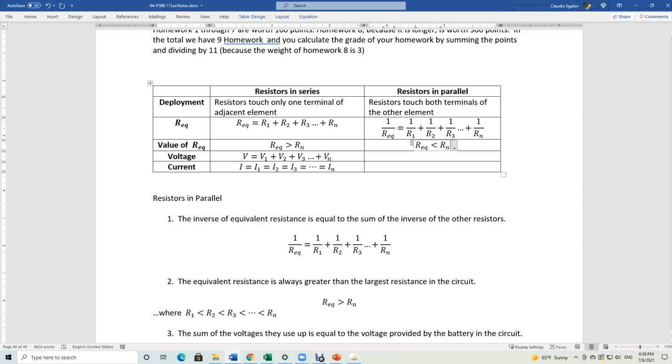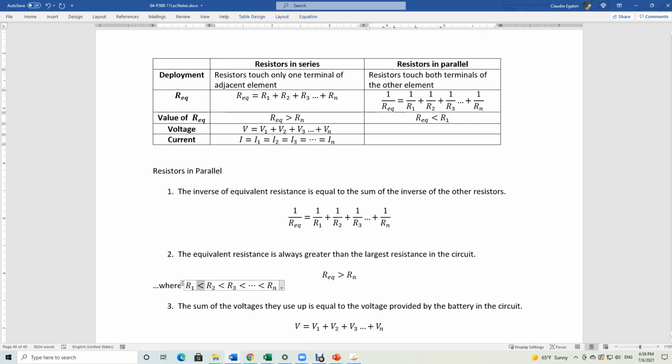R1 is the smallest of all resistors. See, it's going all the way around. It's the inverse too, because now the equivalent resistance will always be less than the smallest resistor. What about the voltage? The voltage is different. It's not the sum of the voltage. Because every element is connected in parallel, the voltage is the same for every element.